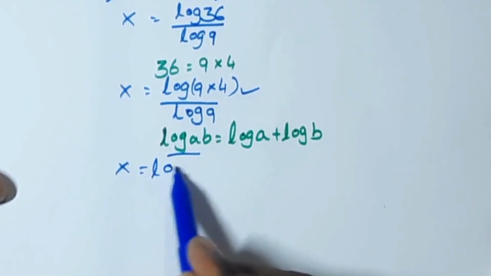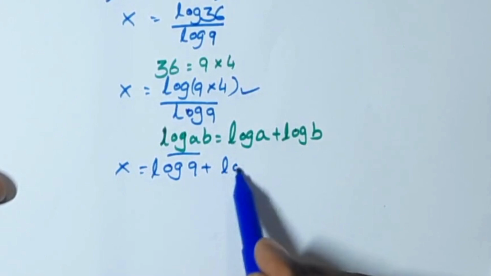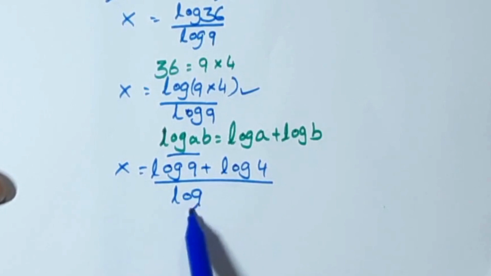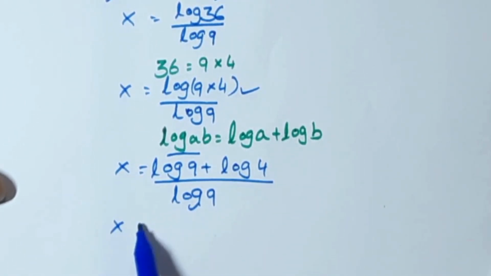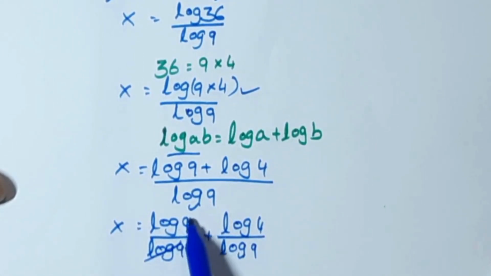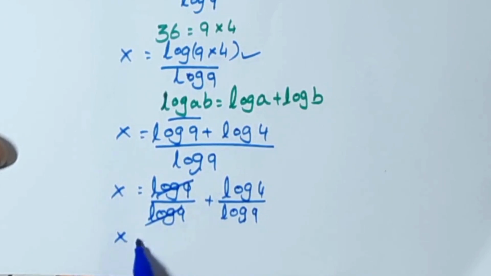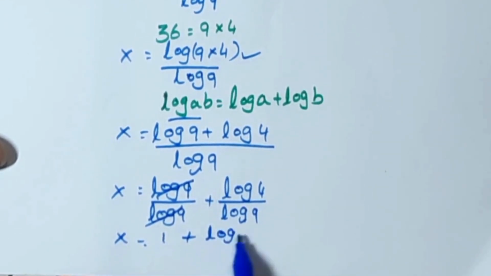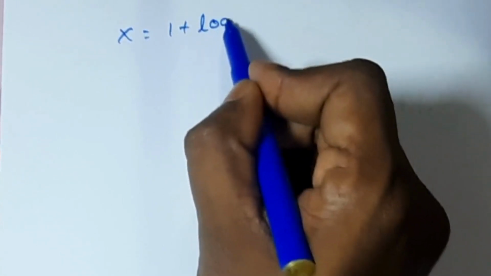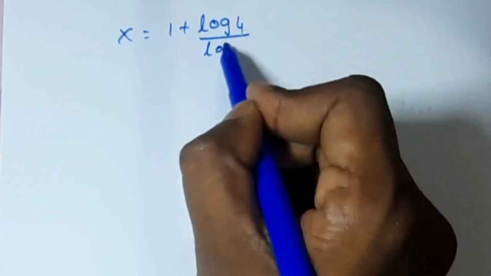x equal to (log 9 plus log 4) by log 9. Separating this, x equal to log 9 by log 9 plus log 4 by log 9. This log 9 and log 9 get cancelled, so we have x equal to 1 plus log 4 by log 9.